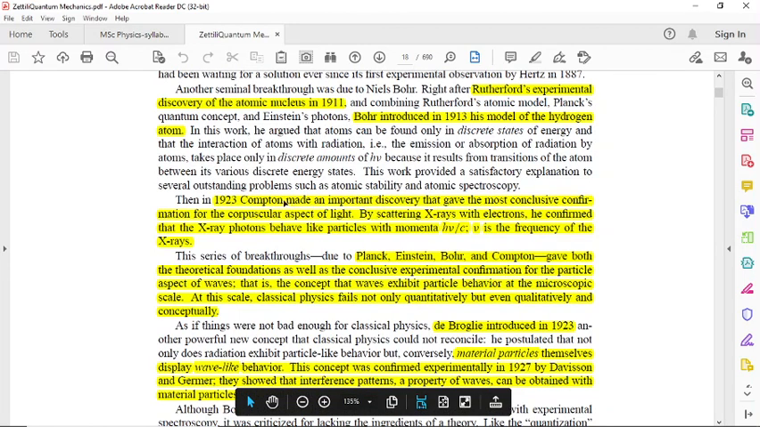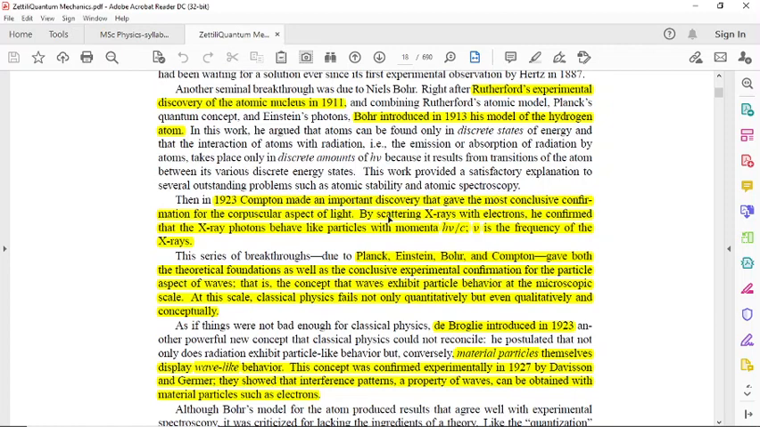In 1923, Compton made an important discovery that gave the most conclusive confirmation for the corpuscular aspect of light. By scattering X-rays with electrons, he confirmed that the X-ray photons behave like particles with momenta h nu by c. In 1923, they believed that photons are particles, or that light consists of particles.